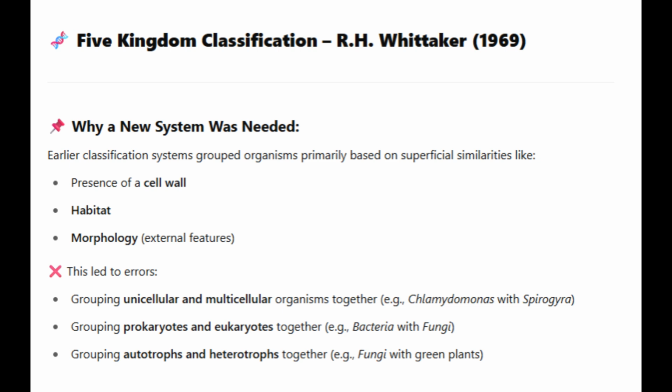5-kingdom classification. R. H. Whittaker, 1969. Why a new system was needed. Earlier classification systems grouped organisms primarily based on superficial similarities like presence of a cell wall, habitat, morphology, external features. This led to errors. Grouping unicellular and multicellular organisms together, e.g., Chlamydomonas with Spirogyra. Grouping prokaryotes and eukaryotes together, e.g., bacteria with fungi. Grouping autotrophs and heterotrophs together, e.g., fungi with green plants.